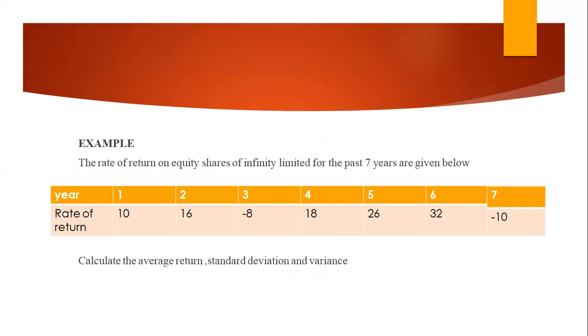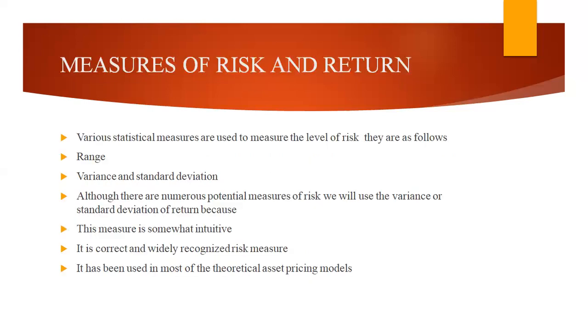The variance is denoted by sigma square and the standard deviation is denoted by sigma. Standard deviation measures the total risk of securities. When there is high fluctuation with high standard deviation, then the security is said to be risky. When there is low fluctuation and low standard deviation, then the security is said to be less risky.